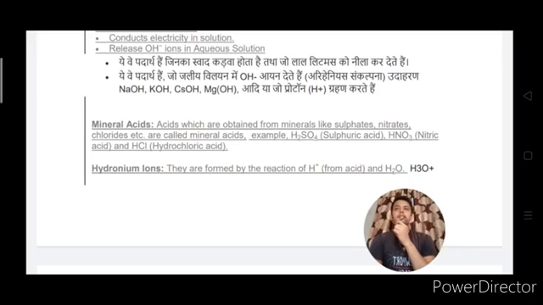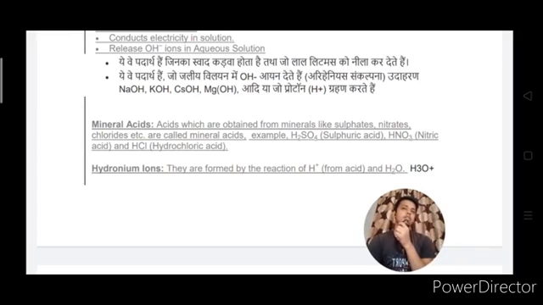Next, nitric acid is used in the production of ammonium nitrate as a fertilizer in agriculture. So you have seen that in the agriculture industry there is also a use of acid. Hydrochloric acid is generally used as a cleaning agent. So acid is also used in cleaning work.